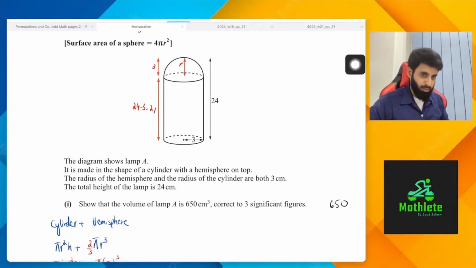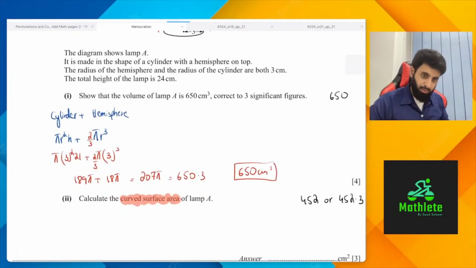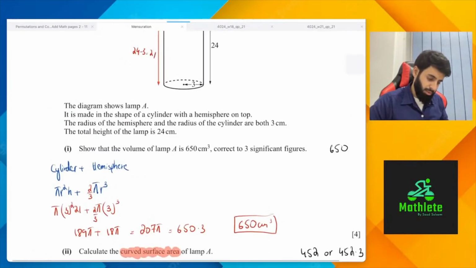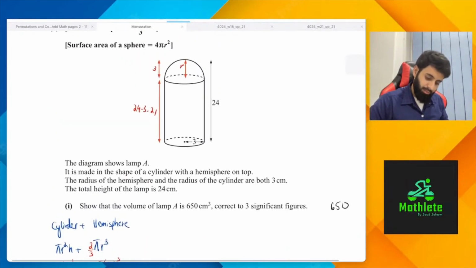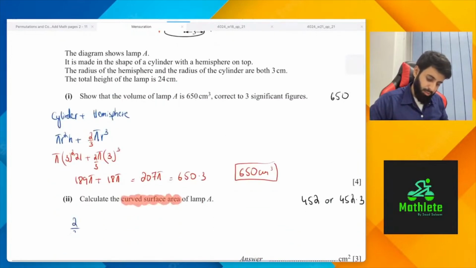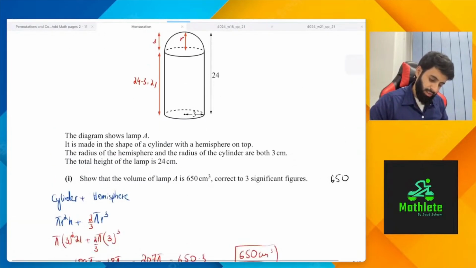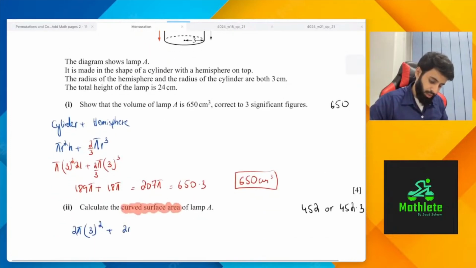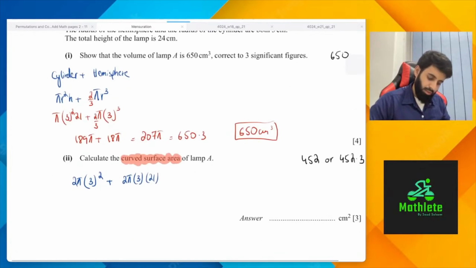Let me get through with this. So for the hemisphere it's going to be 2 pi r square. We'll take the radius as 3, 2 pi r square. And then for the curved surface area of the cylinder, that's going to be 2 pi r h, 3 times 21. Okay. Again, we're going to round this off towards the very end.